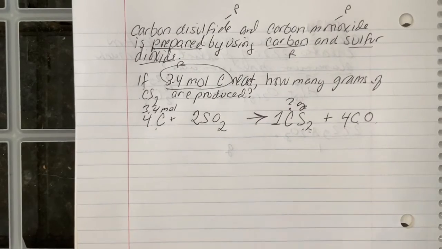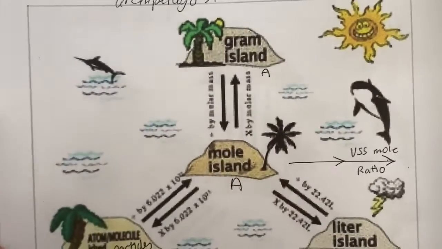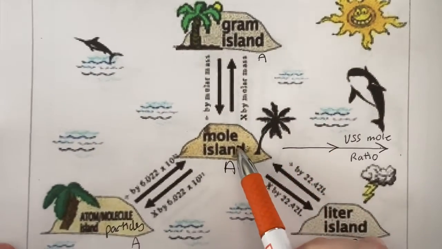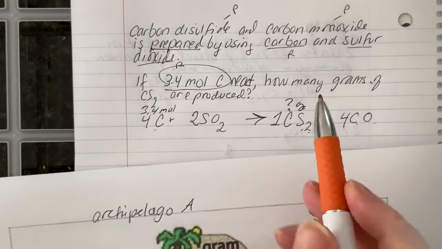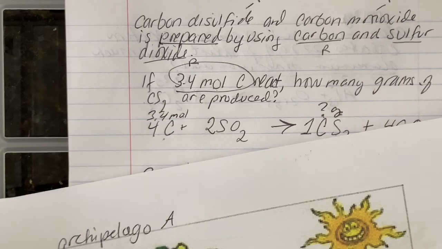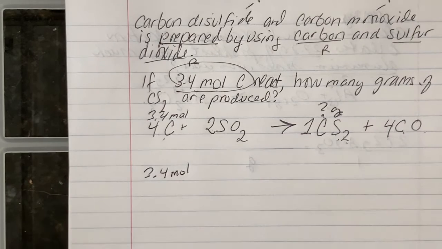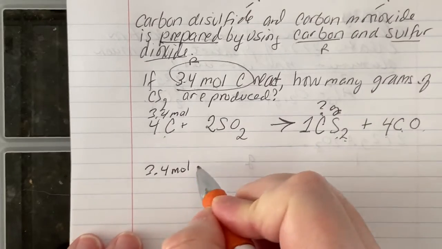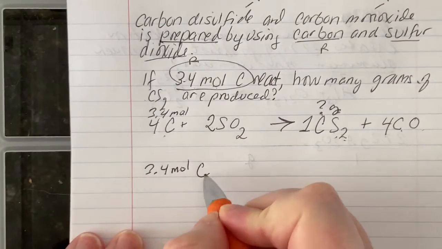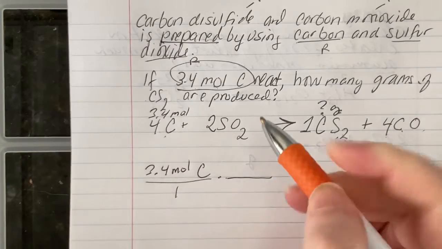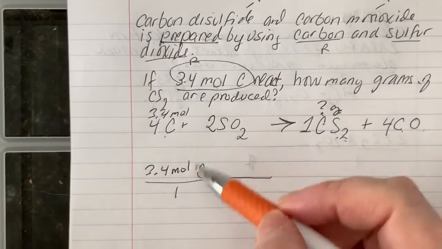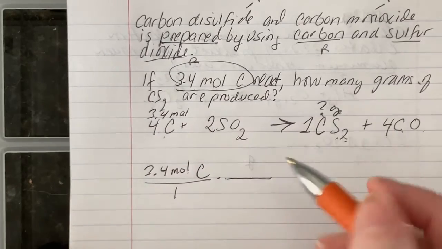So when I look over here on my mole island, I start with archipelago A, which is all about species A. And I have to get to mole island before I can switch to the other archipelago. They started me out with moles. All right, so hopefully I don't run out of battery again. We started with 3.4 moles of carbon, so we just rewrite that because that's our known. We put it over 1. We just have to jump right to the mole ratio because we already started with moles of species A.